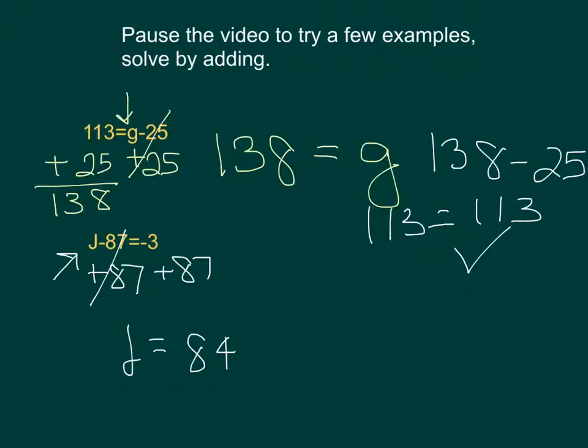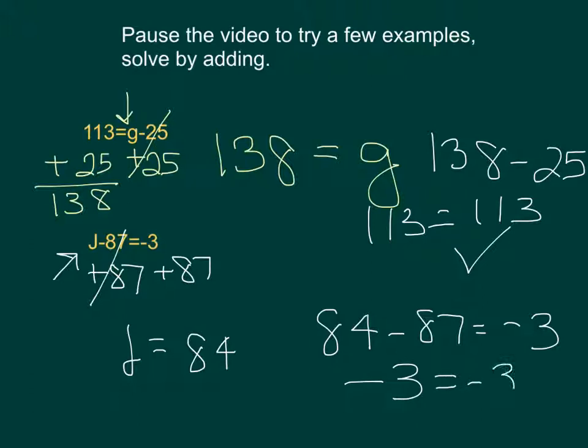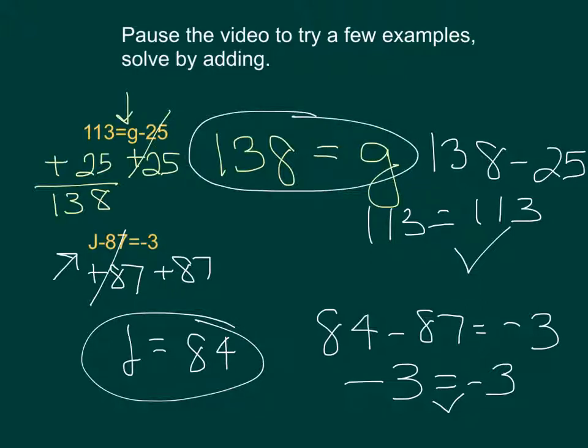So now, if you try to plug this in, 84 minus 87 needs to equal negative 3. Well, negative 3 it does. So you have negative 3, and it checks out. Your answer here is 84. Your answer for the first one should have been 138.